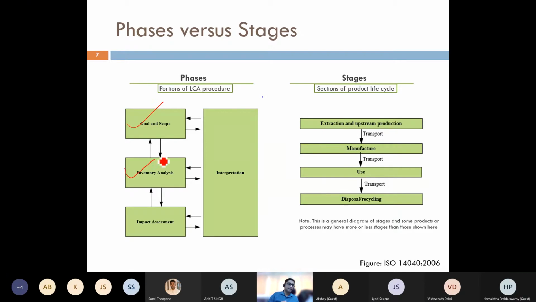The second thing is inventory analysis. You bring in all the inputs and outputs, how much mass or energy is going into each product stage and how much of it is going out.